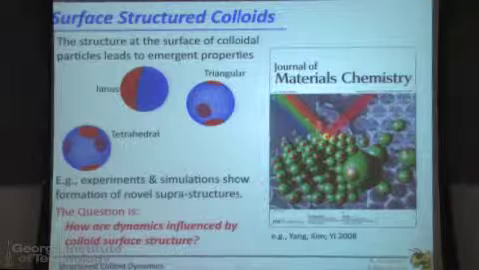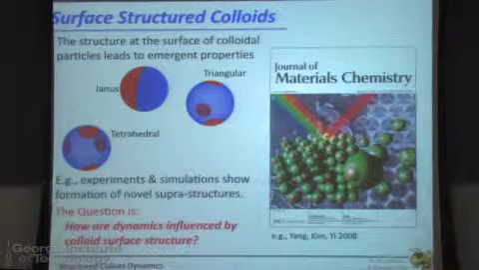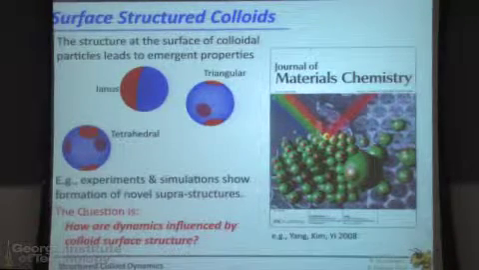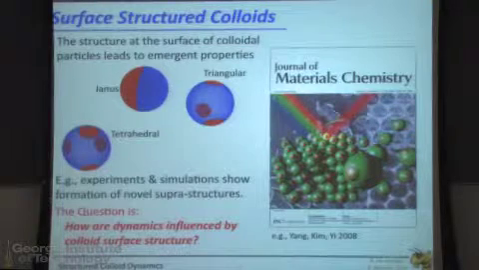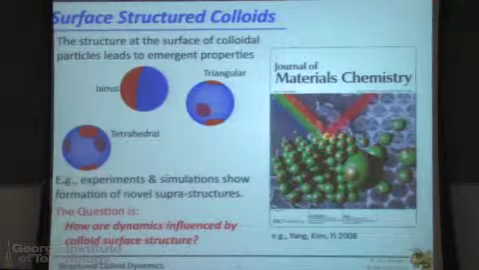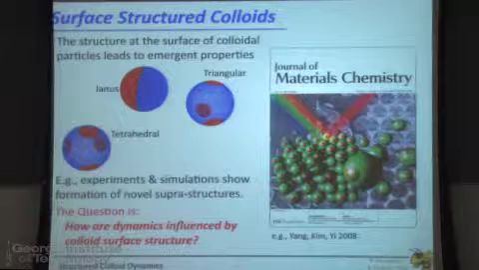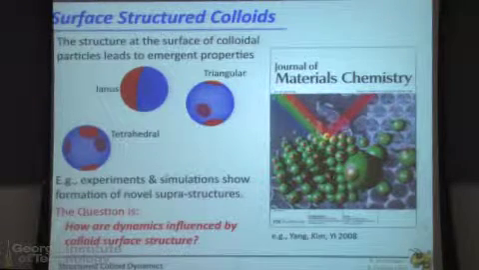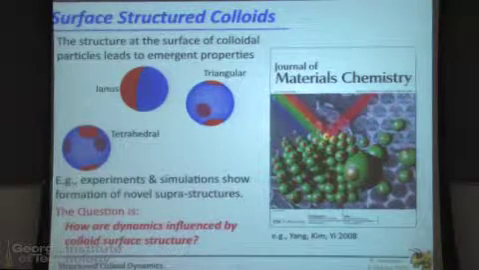Today I'm going to talk to you specifically about surface structured colloids. An example of this you see here from a 2008 paper in the Journal of Material Chemistry. And the idea is you have some molecules, but at some coarse grain level, much, much larger.